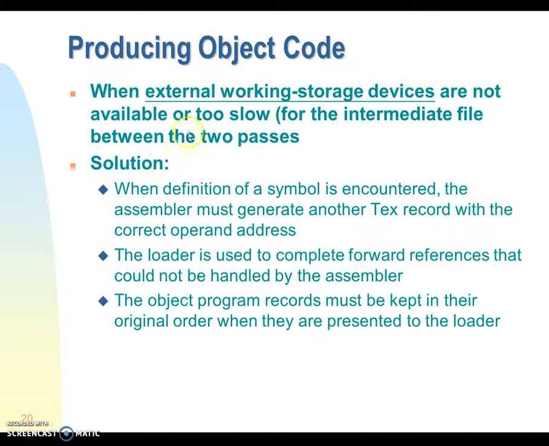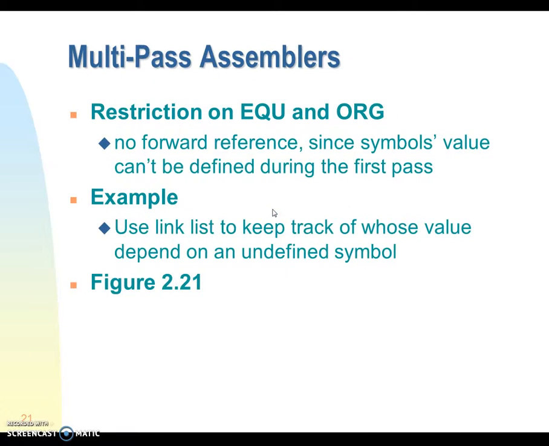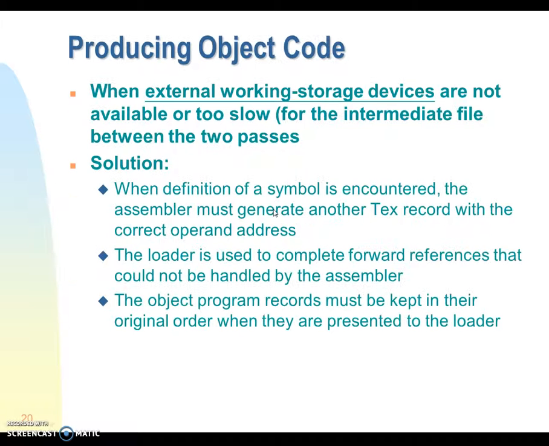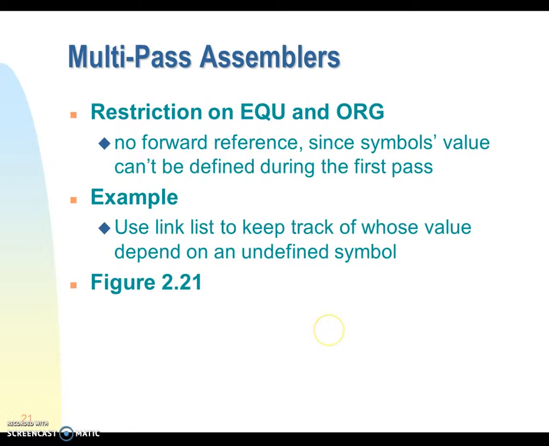Producing object code: when external working storage devices are not available or too slow between the two passes, the assembler must generate code when the definition of a symbol is encountered. The loader is used to complete forward references that could not be handled. We will continue further discussion on this and on multi-pass assemblers in the next session.